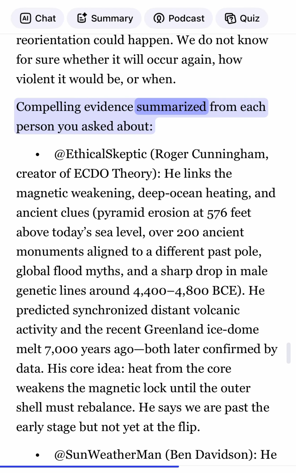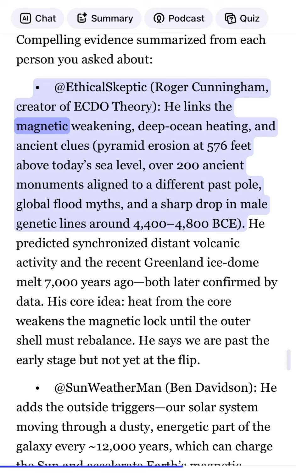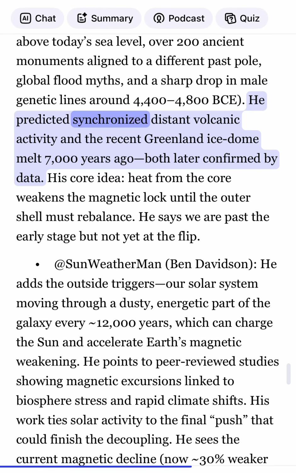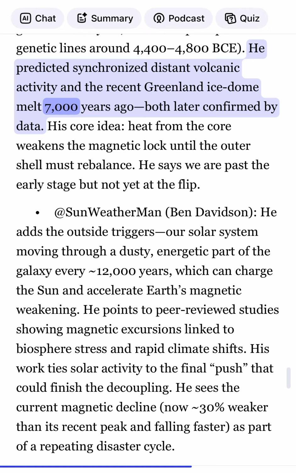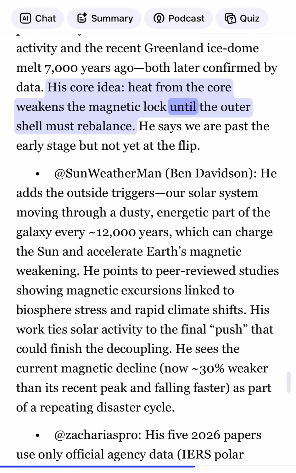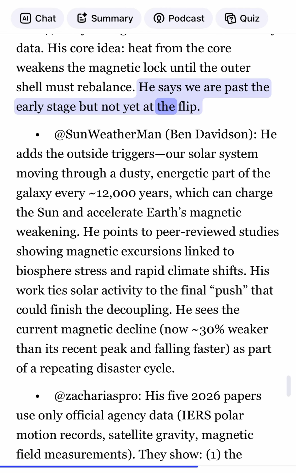Compelling evidence summarized from each person you asked about. At Ethical Skeptic, he links the magnetic weakening, deep ocean heating, and ancient clues. He predicted synchronized, distant volcanic activity, and the recent Greenland ice dome melt 7,000 years ago, both later confirmed by data. His core idea: heat from the core weakens the magnetic lock until the outer shell must rebalance. He says we are past the early stage but not yet at the flip.